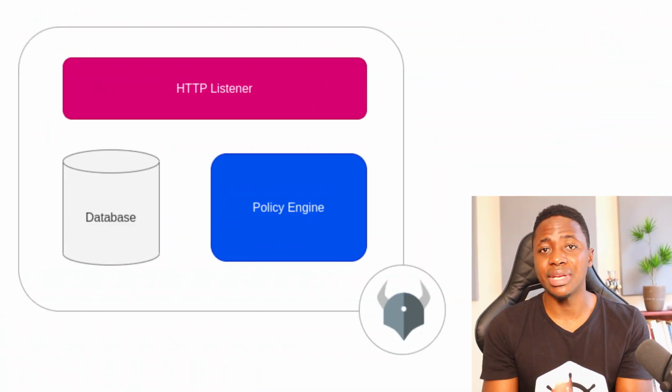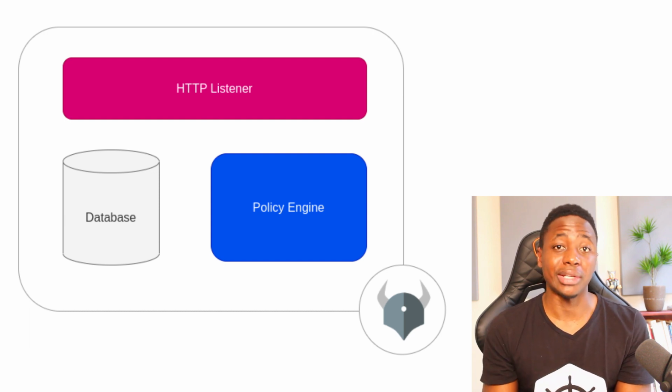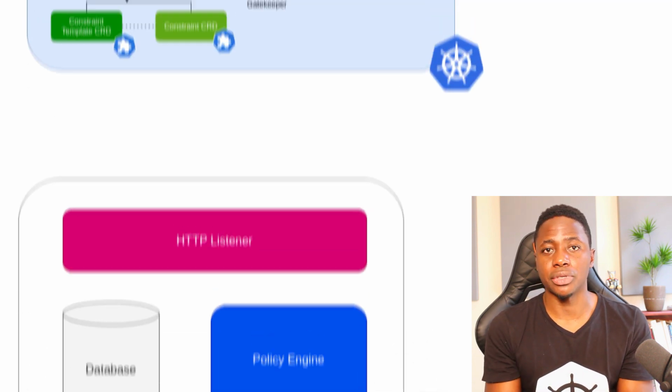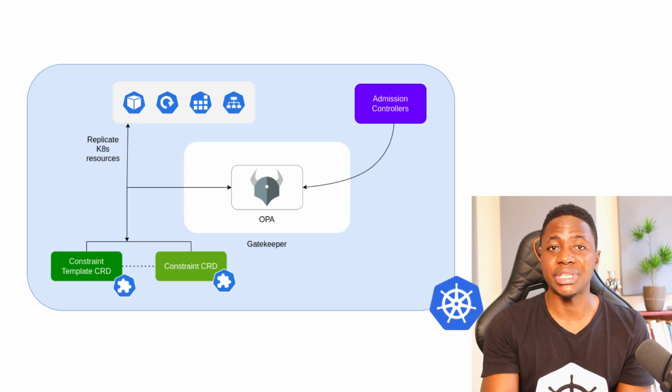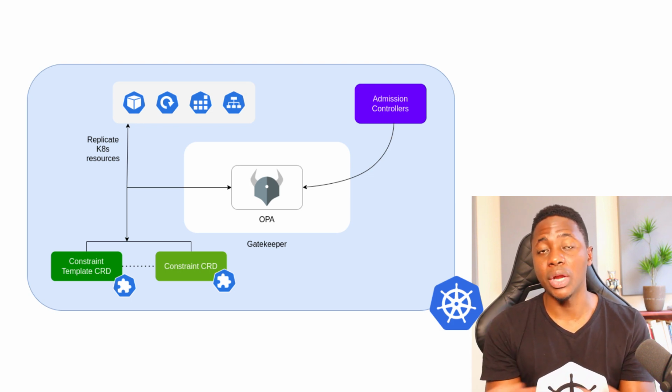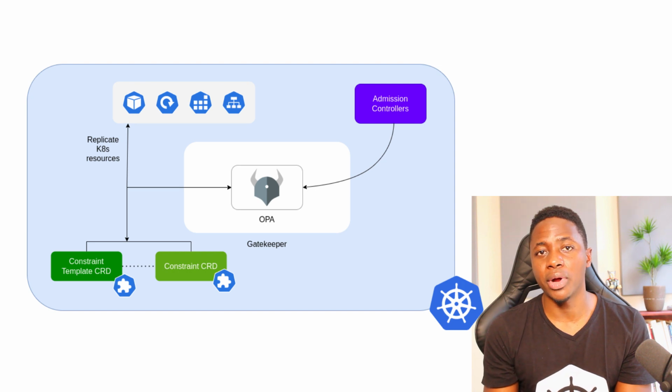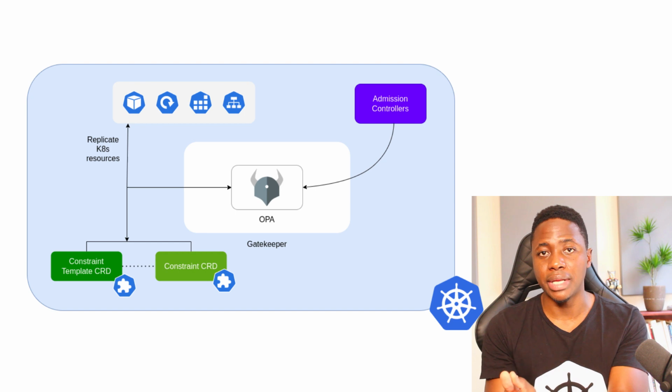for Kubernetes. The general OPA architecture consists of an HTTP listener, policy engine, and an in-memory ephemeral database, so OPA doesn't persist any of the policy decisions. And before version 3, Gatekeeper had a different architecture, but I'm going to focus on the newer one, which has OPA embedded inside of it and no longer exposes an accessible API. Also, in this architecture, Gatekeeper allows you to define and enforce policies using the OPA Constraint framework. And this framework has two important components: constraint templates and constraints.